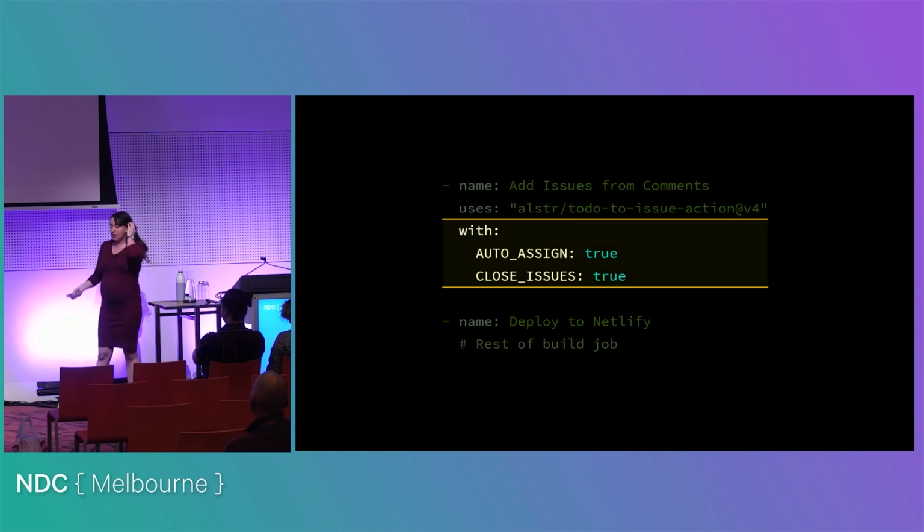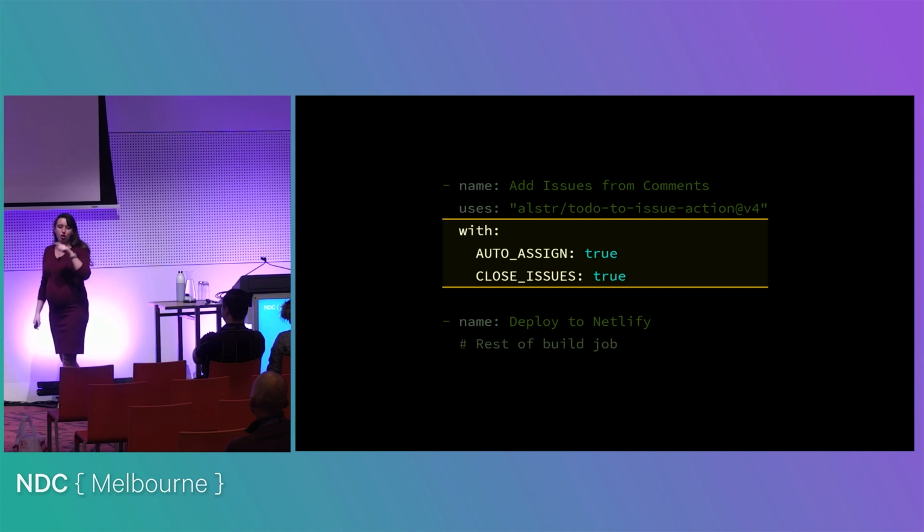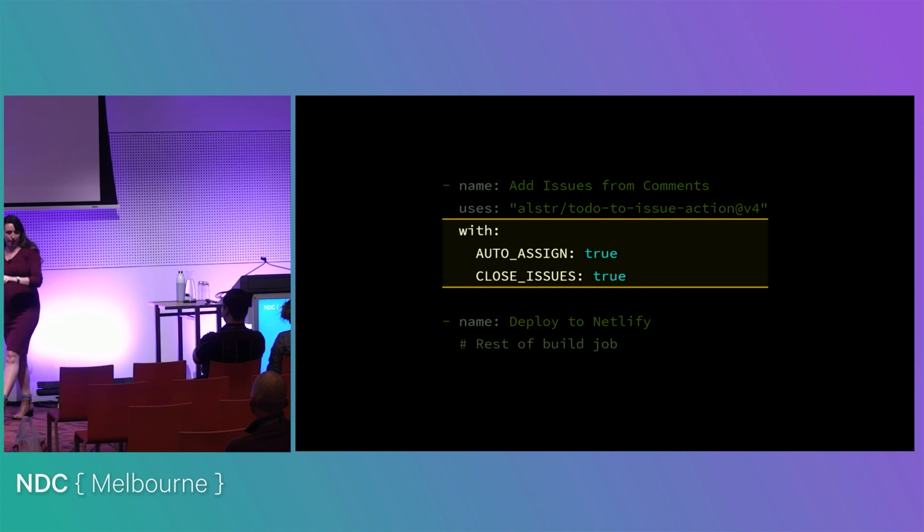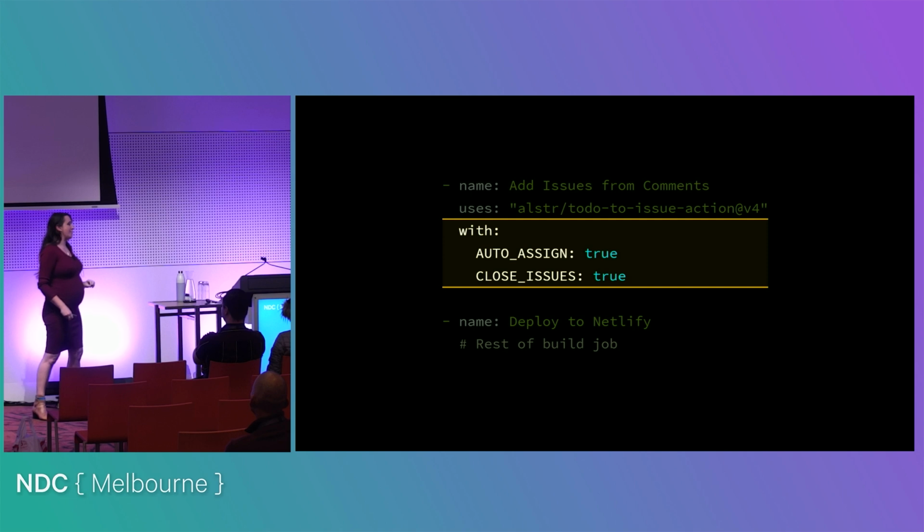Now, as with some of the other packages, I can pass in information to do things. For example, I want to auto-assign the issue to the person that opened the pull request, which most of the time means whoever wrote the code gets assigned the issue because it's your problem. It's your fault. It's your thing you said you were going to fix.